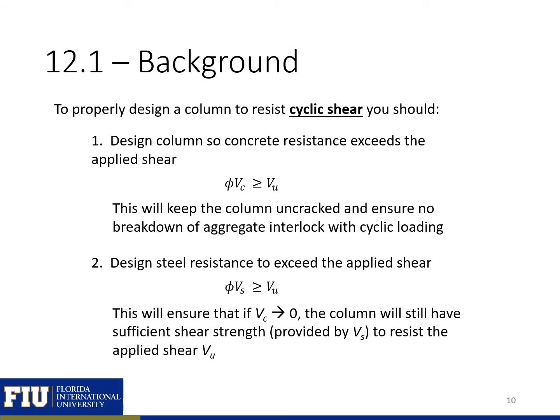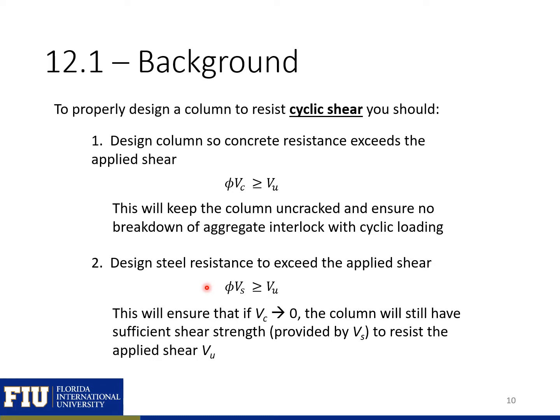To design a resilient column to resist cyclic shear, you should either design the column so that the concrete resistance exceeds the applied shear, and what this will do is keep the column uncracked, which ensures that there's no breakdown of the aggregate interlock with cyclic loading. Or you can provide enough steel so that your steel shear resistance exceeds the applied shear.